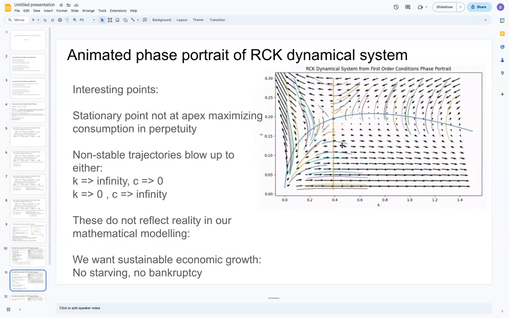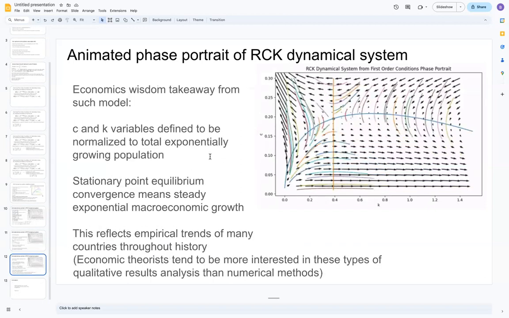Non-stable trajectories either blow up to k equals infinity, c equals 0, or c equals infinity, k equals 0. These do not reflect reality in our mathematical modeling. We would like sustainable economic growth with no starving, so no c equals 0, and no bankruptcy, where k equals 0. And as such, the economics wisdom takeaway from such a model is that the c and k variables are defined to be normalized to the total exponentially growing population. And so the stationary stable point equilibrium convergence means eventually the macroeconomic growth is more or less exponential, which strongly reflects empirical trends of many countries throughout history.